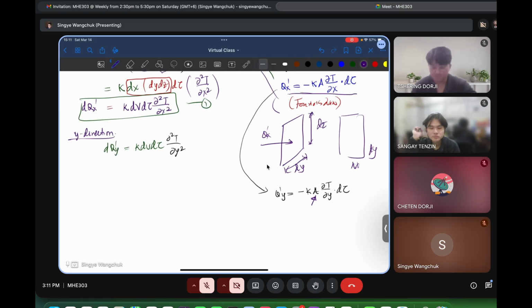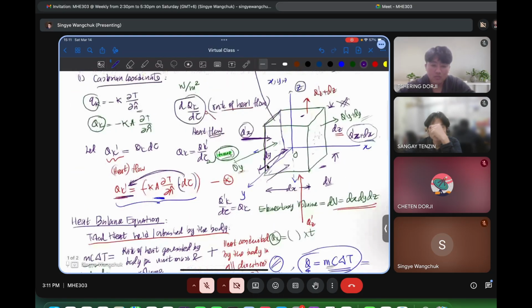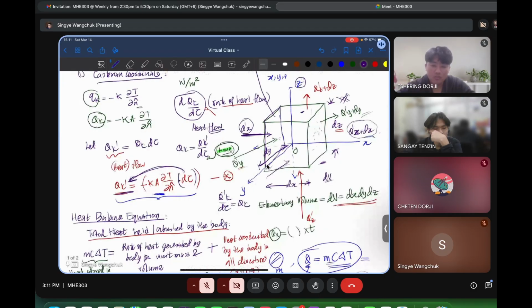Same thing, similarly in the z direction. So z direction, dqz equals k dv d tau, you can say dv d tau dou squared T upon dou z squared. Because what is the z direction doing? Heat is flowing.